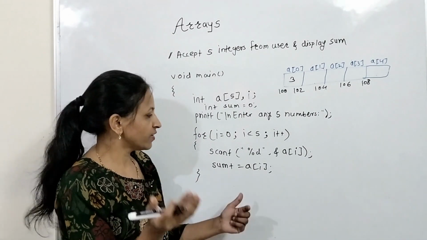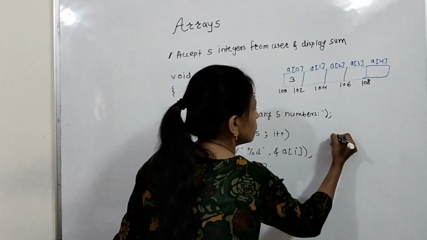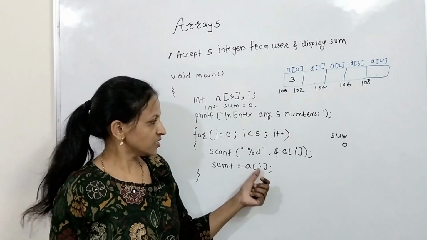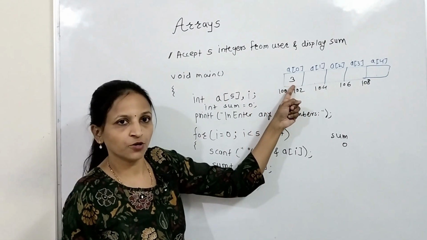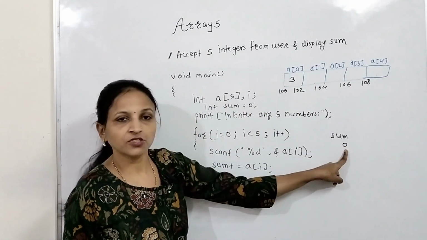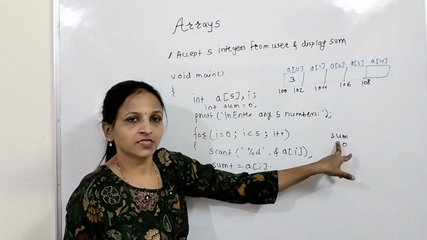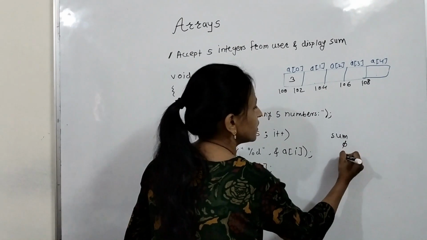Now here what will happen? Sum is initially 0, and sum equals to sum plus a of I, where a of 0 is the value we have already accepted. That 3 will get added into sum, and the result will again get stored inside sum. That's why sum will become 3.